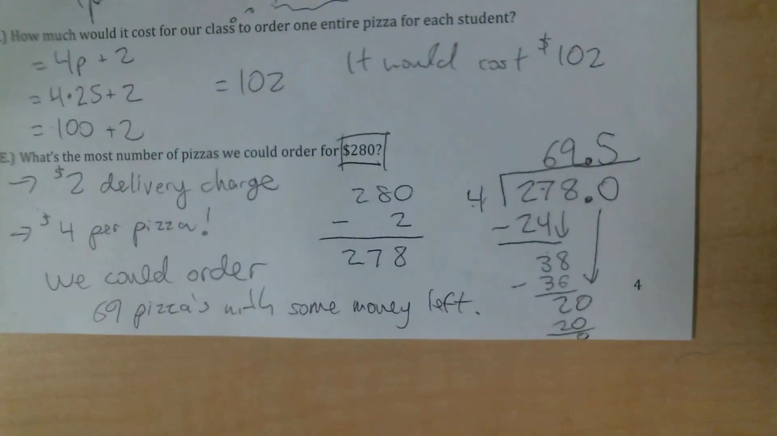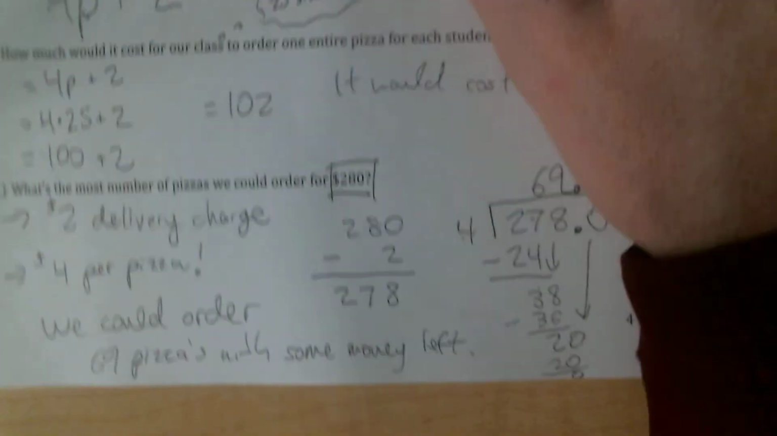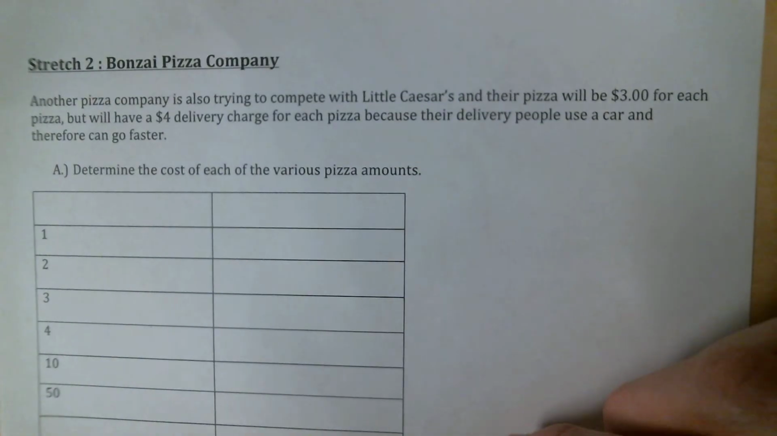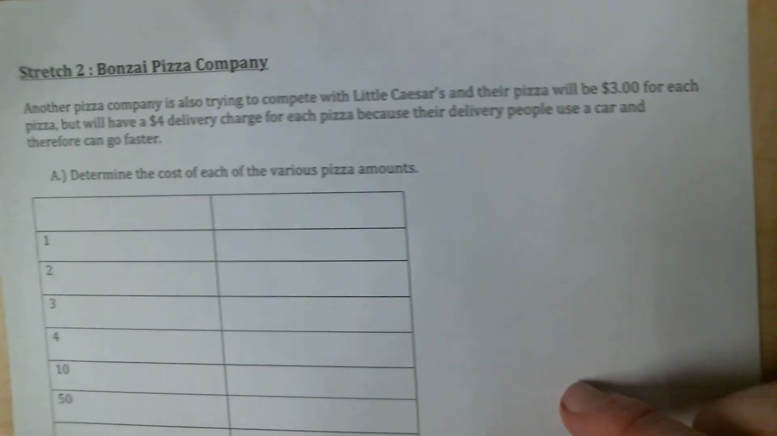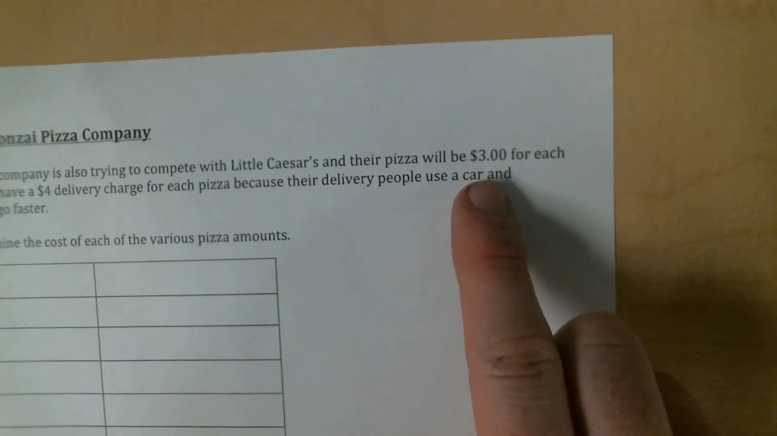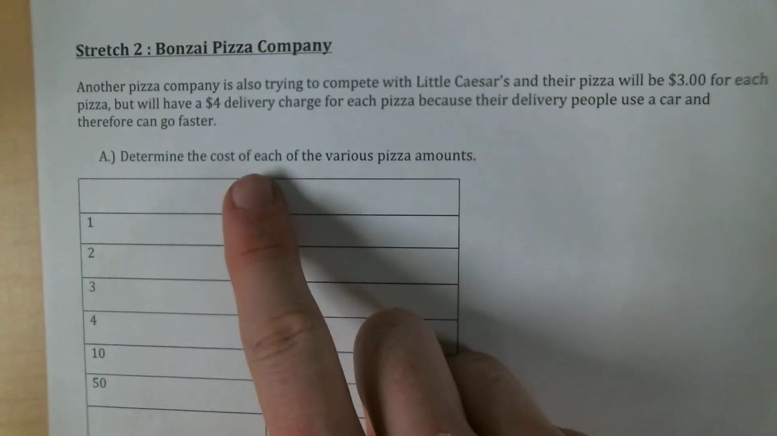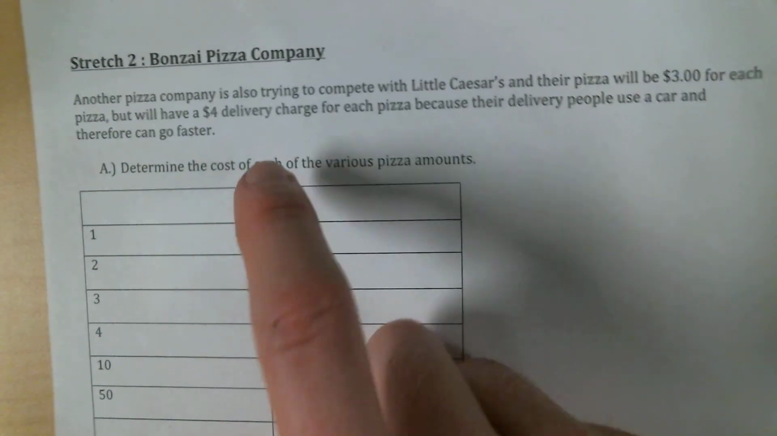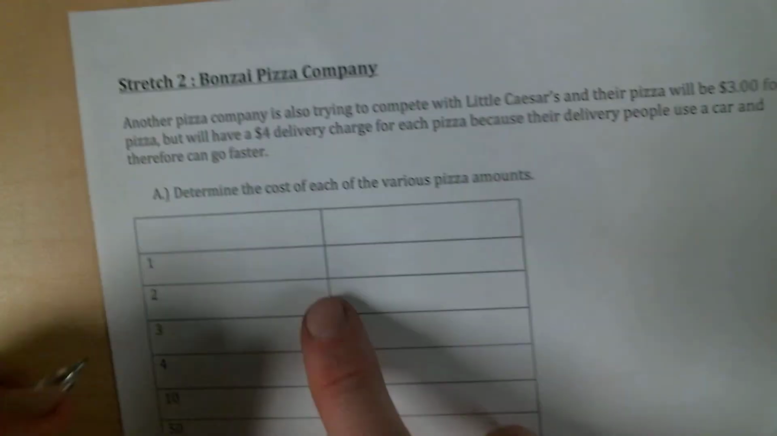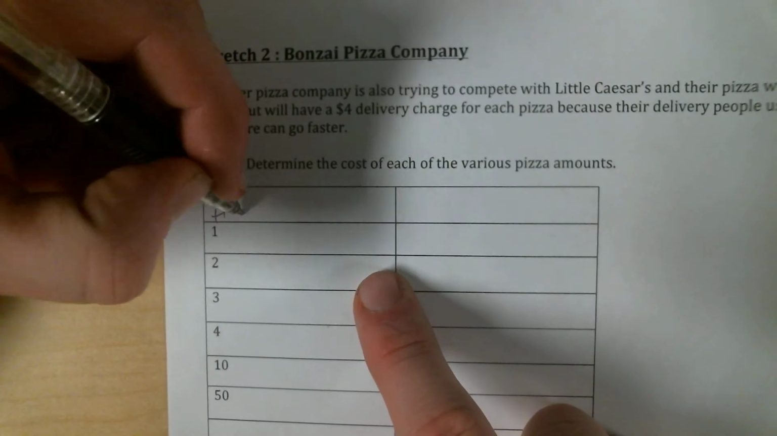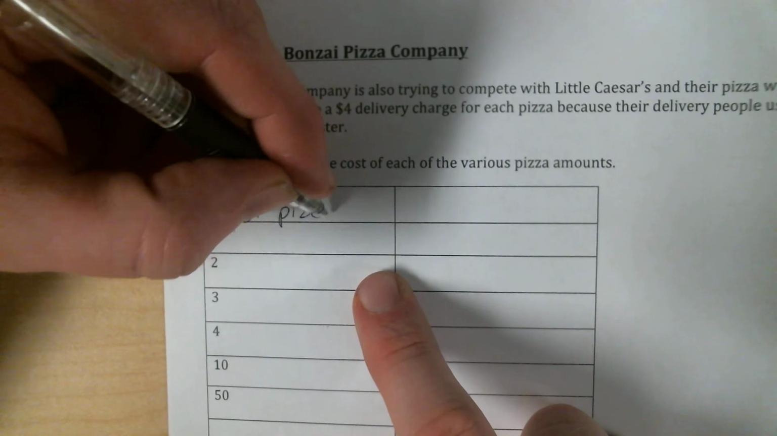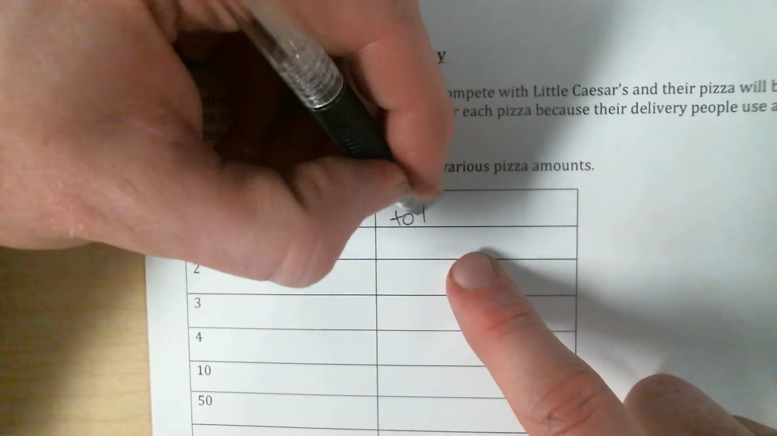Okay, so now let's think about Bonsai Pizza Company. Bonsai is different. They're trying to compete with Little Caesars. Their pizza is going to be $3 for each pizza, but they have a $4 delivery charge. So I'm just going to help you get started. So here, let's talk about our number of pizzas. Let's talk about the total cost. All right?